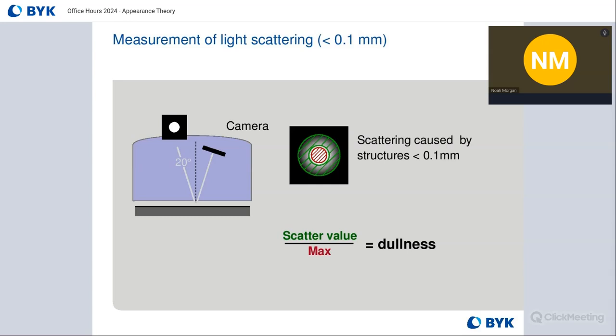If there are fine microtextures, then you'll have scattering, and some or all of the light will be scattered on the outside of that detector, and that is also picked up. And then the ratio between what's scattered and what hits the middle of that sensor is put into a calculation, and that's how we get our dullness value.